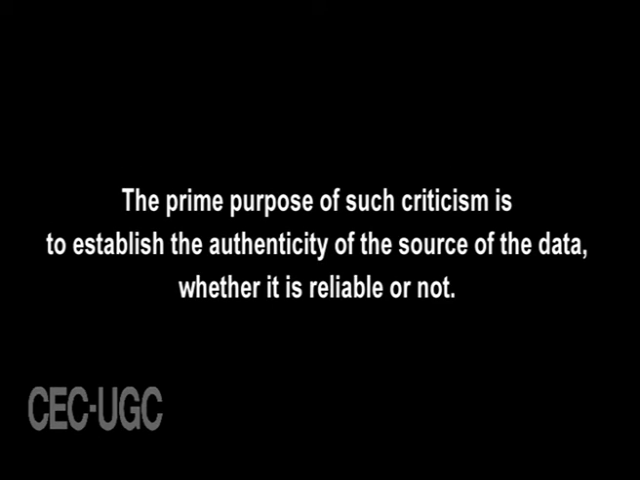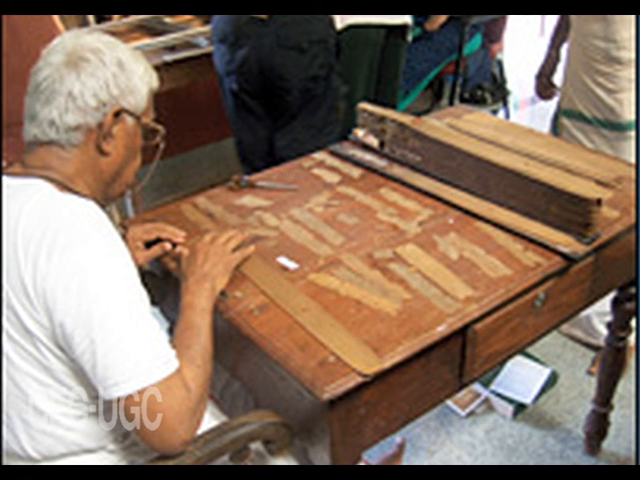The prime purpose of such criticism is to establish the authenticity of the source of the data, whether it is reliable or not. Various tests may be used to ascertain the authenticity and genuineness of data. For example, the problem of establishing age or authorship of a document may involve many tests such as handwriting, signature, type, spelling, language, usage, knowledge available at that time, and consistency with what is known. It may involve physical and chemical tests of ink, paper, stone, wood, metal, etc.